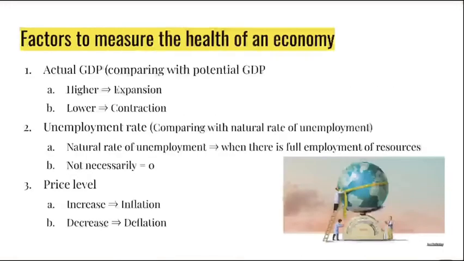So here are some factors to measure the health of an economy. Firstly, the actual GDP. We compare it with the potential GDP. If it is higher, it leads to an expansion. If it is lower, it is a contraction. Secondly, we use the unemployment rate, and we compare it with the natural rate of unemployment. The natural rate of unemployment is when there is full employment of resources, and it does not necessarily equal 0. Thirdly, the price level. If the price level increases, there's inflation, while if there's a decrease in price level, it's deflation.